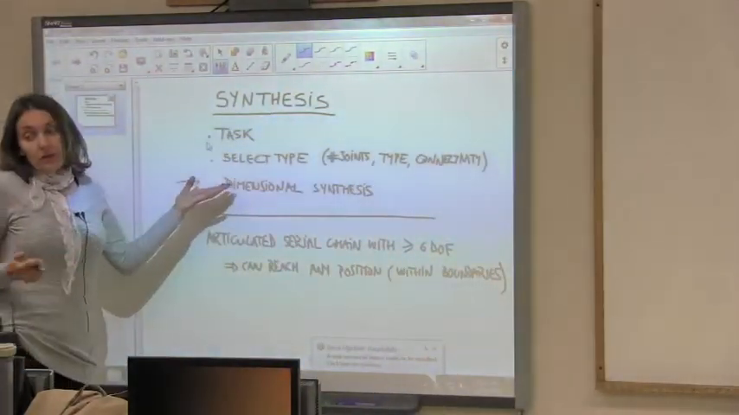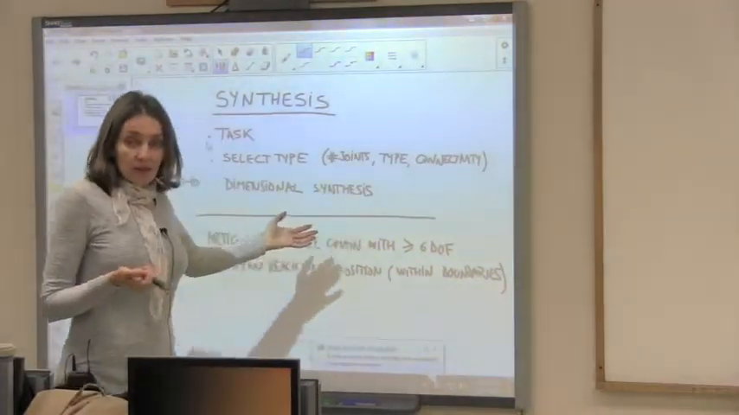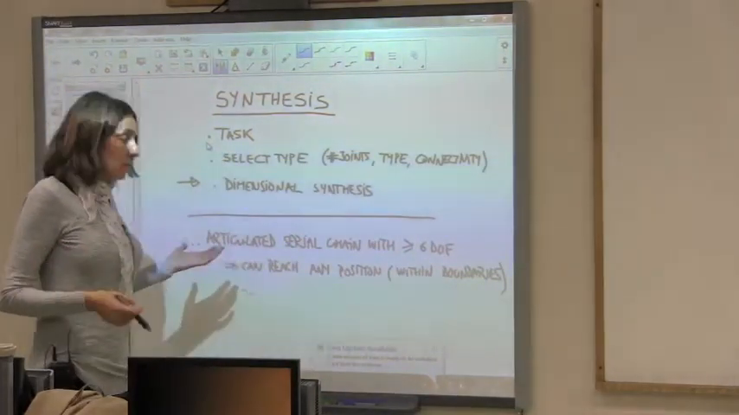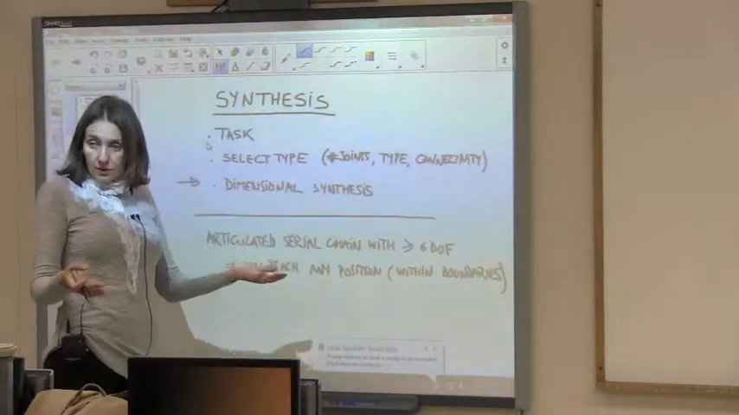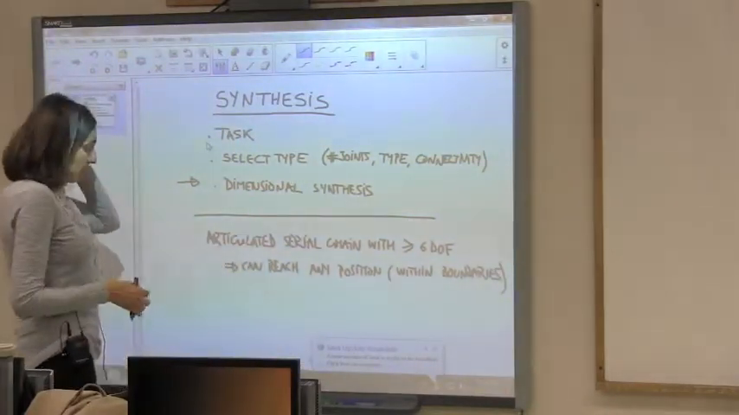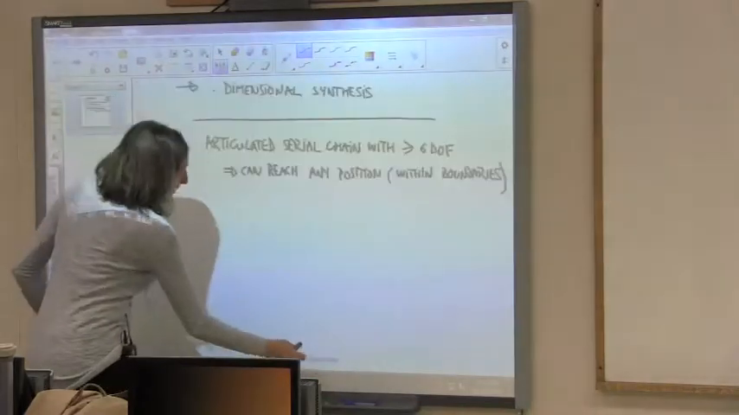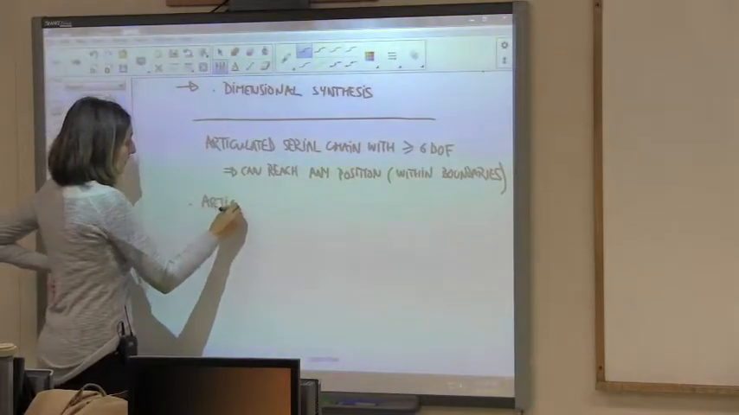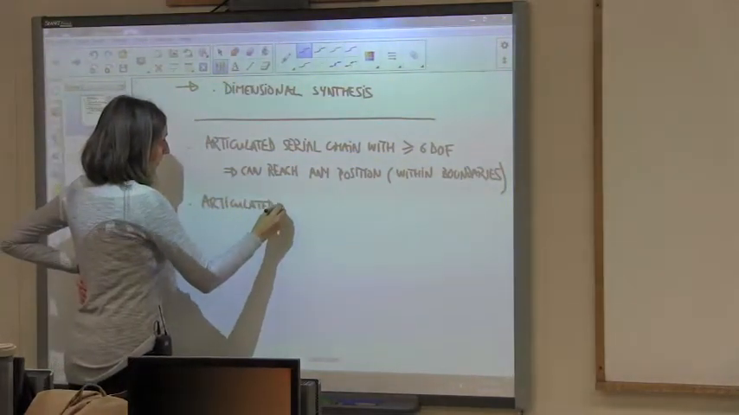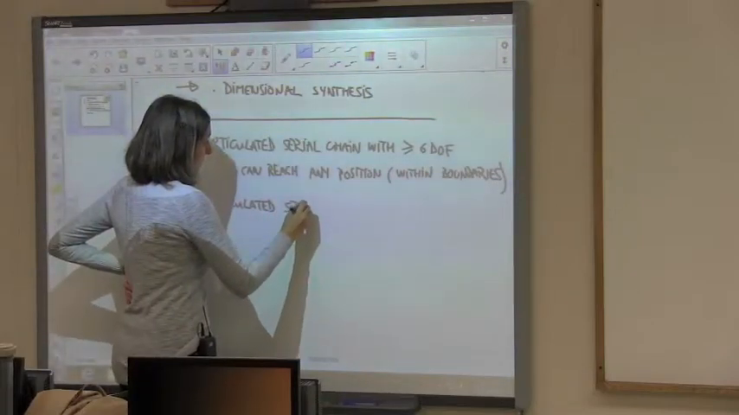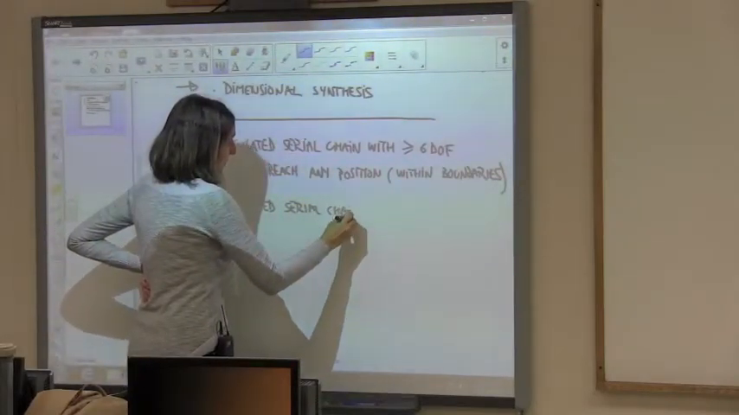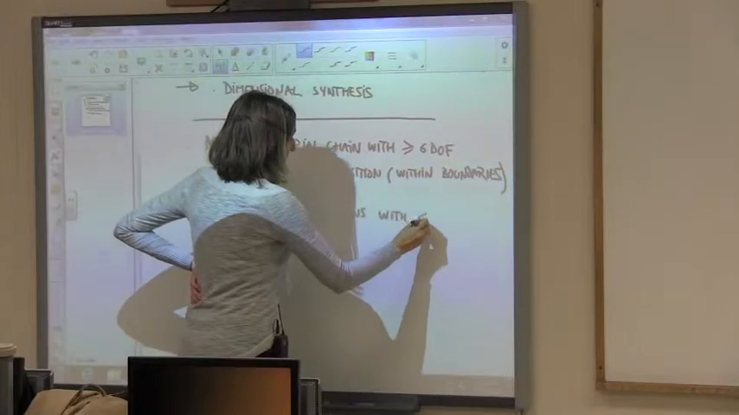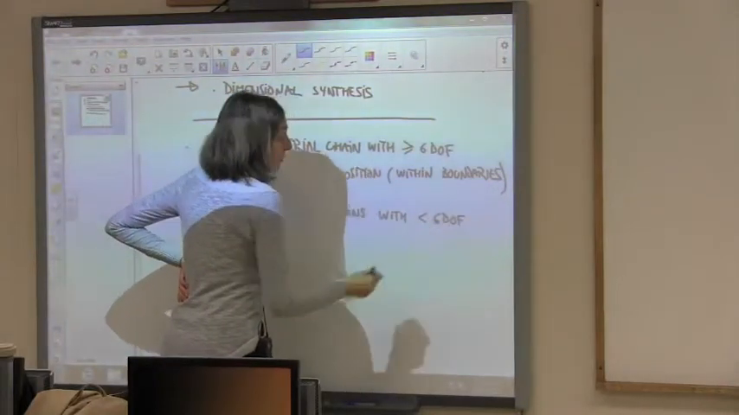So for these ones, we don't do synthesis because this really can reach any position. The only synthesis you want to do is make sure that at the limit your position falls within your workspace, so that's pretty trivial. We don't need to do that. The synthesis is important for articulated serial chains with less than 6 degrees of freedom, or also parallel chains.